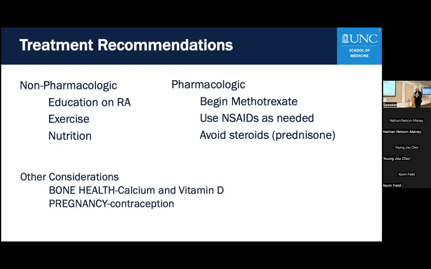So what is our treatment paradigm for our patient? Number one is we're going to talk about RA. We're going to talk about exercise. We're going to talk about nutrition. Nutrition is probably very important, and we don't have time today to really talk about that, but maintaining a healthy body weight, probably limiting sugar. Sugar is very pro-inflammatory, and there are probably some diets that are better for people with inflammation. The Mediterranean diet has been studied quite a bit in that regard.